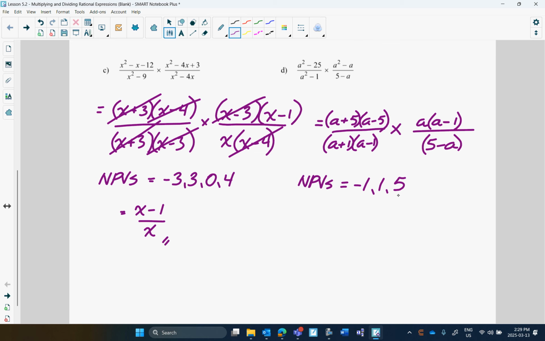Hopefully you can see you can take out a minus 1. Can't you make 5 minus a into negative 1 times a minus 5? Don't these cancel to -1? So it doesn't matter where you put the -1. You could put it up top here, you could put it on the bottom. It's still going to be the same.